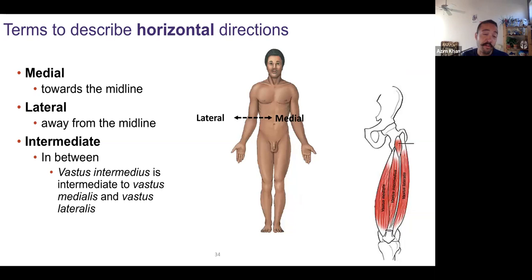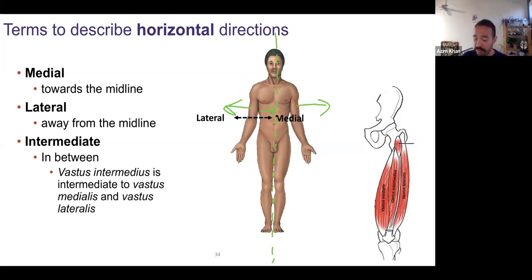If we're referring, so those are vertical directions. If you want horizontal directions, we have medial. Well, let me back up here. If we have an imaginary line down the middle, the symmetrical line down our middle, towards that line is medial. Away from the line is lateral. Medial toward the middle, lateral towards the side, on either side.